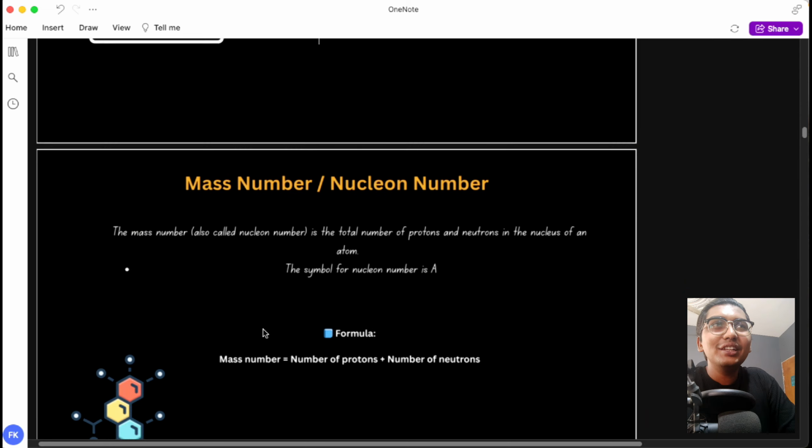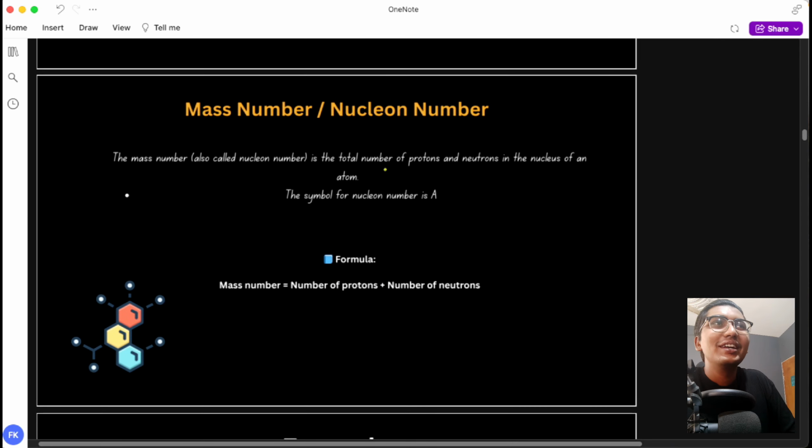Okay, now let's look at mass number. Mass number is also called nucleon number. It is the total number of protons and neutrons in the nucleus. So if you can see the formula, this is the mass number. How do you calculate mass number? It is the number of protons plus the number of neutrons.